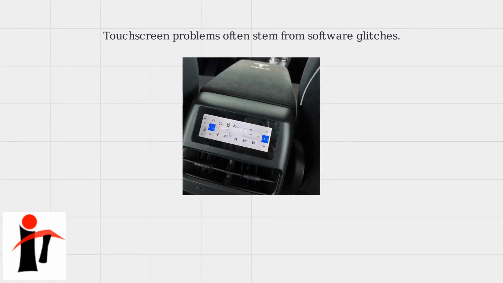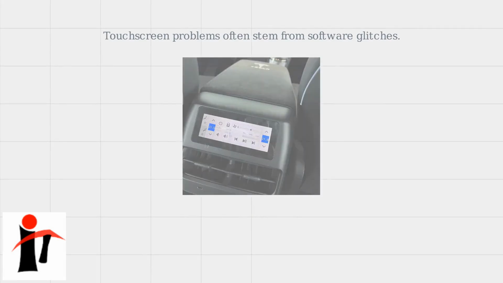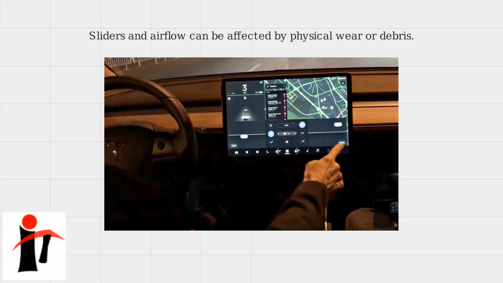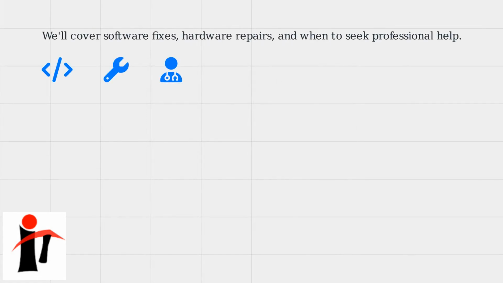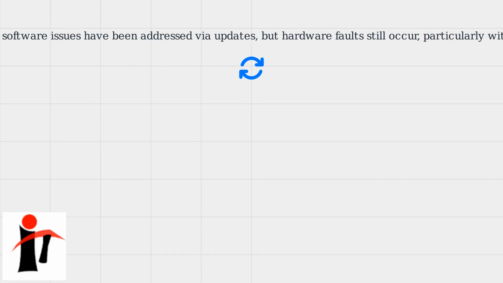Touchscreen problems often stem from software glitches. Sliders and airflow can be affected by physical wear or debris. Airflow motors may fail due to electrical faults. We'll cover software fixes, hardware repairs, and when to seek professional help. As of 2026, many software issues have been addressed via updates, but hardware faults still occur, particularly with airflow motors.